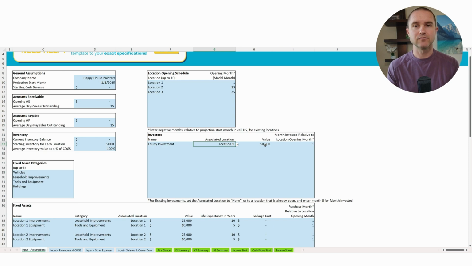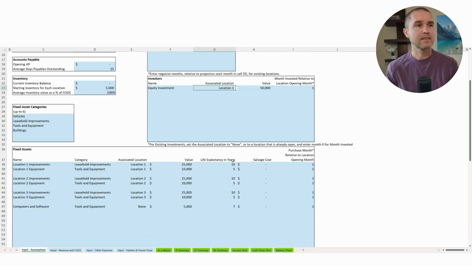You're not going to need to raise additional equity investment. On the fixed assets, we can set the leasehold improvements for each location and the equipment needed for each location and layer that in. Now, here's an important point.